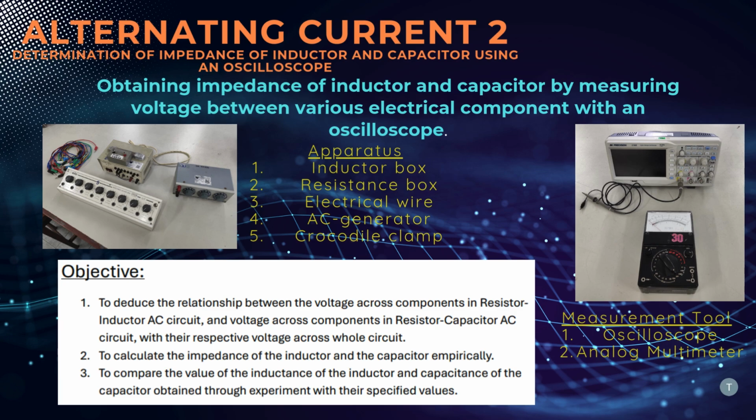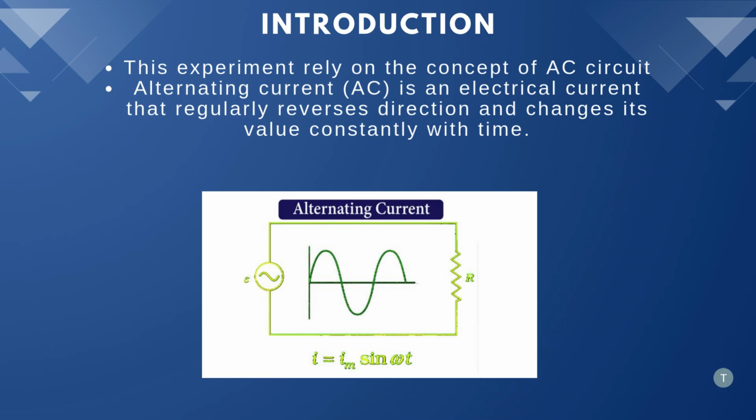The second experiment is alternating current 2, determination of impedance of inductor and capacitor using an oscilloscope. And these are the apparatus, measurement tool and objective in this experiment. For introduction, this experiment relies on the concept of AC circuit. Alternating current is an electrical current that regularly reverses direction and changes its value constantly with time.